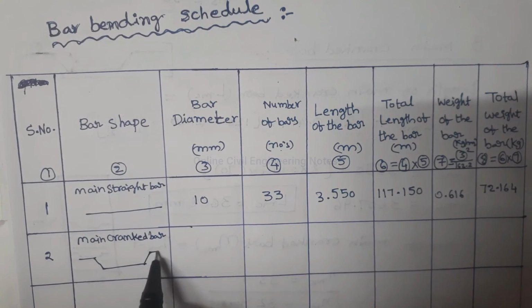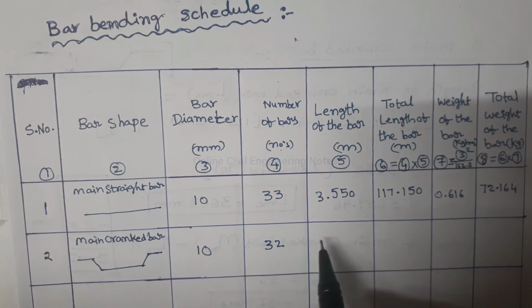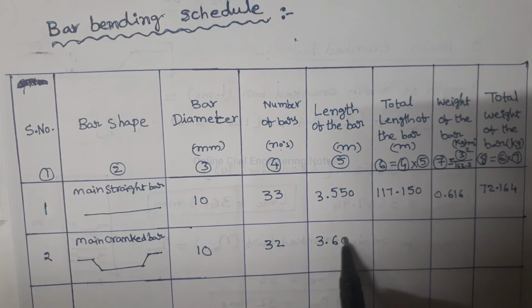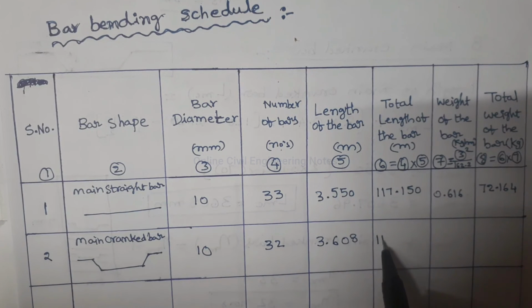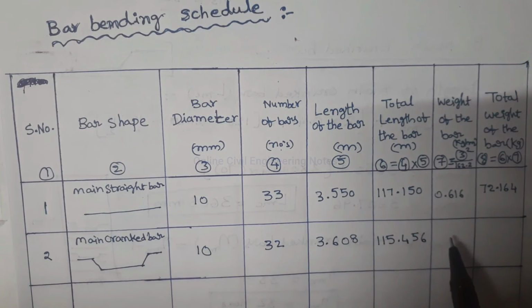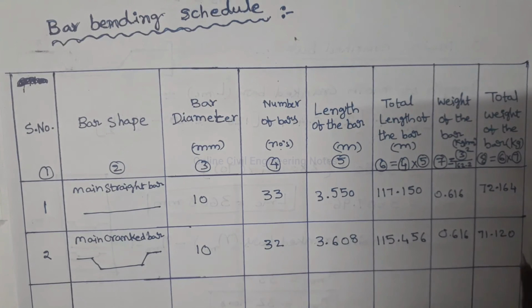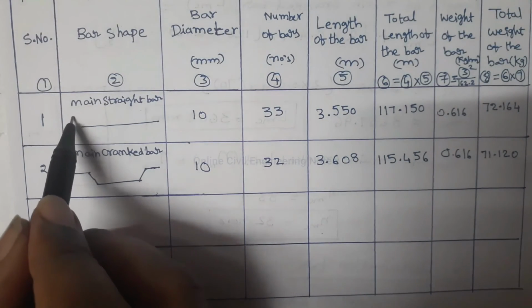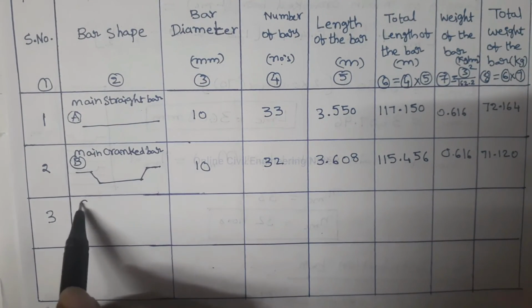Second one is main cranked bar. This is the shape of cranked bar. Diameter is 10 mm. Number of bars is 32. Length of the bar is 3.608. Total length is 32 into 3.608, 115.456 meters. Weight of the bar is 0.616. Total weight is equal to 71.120 kgs. We have given notations for these bars: main straight bar A, main cranked bar B, and distribution bar is C.